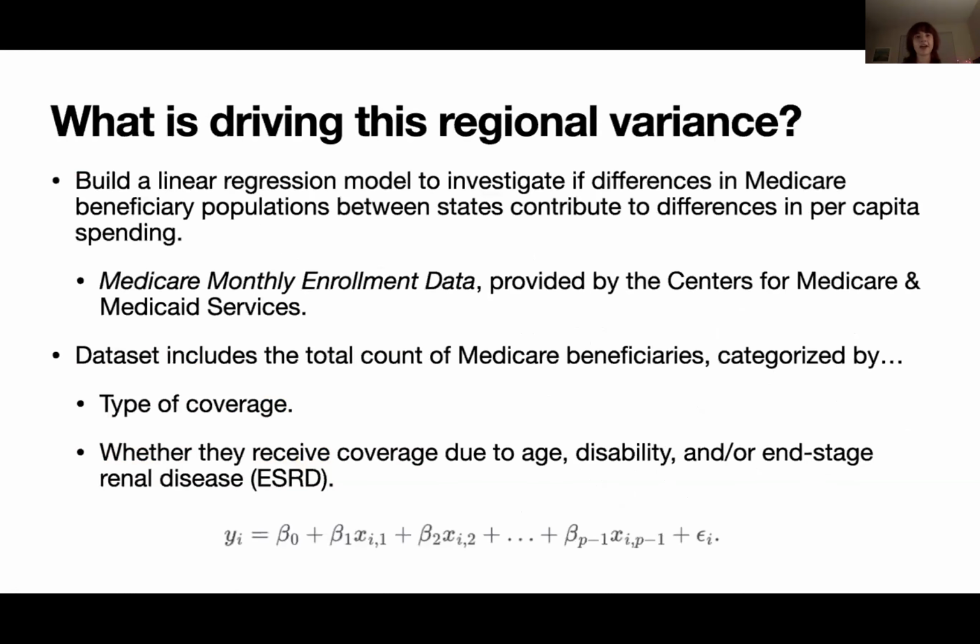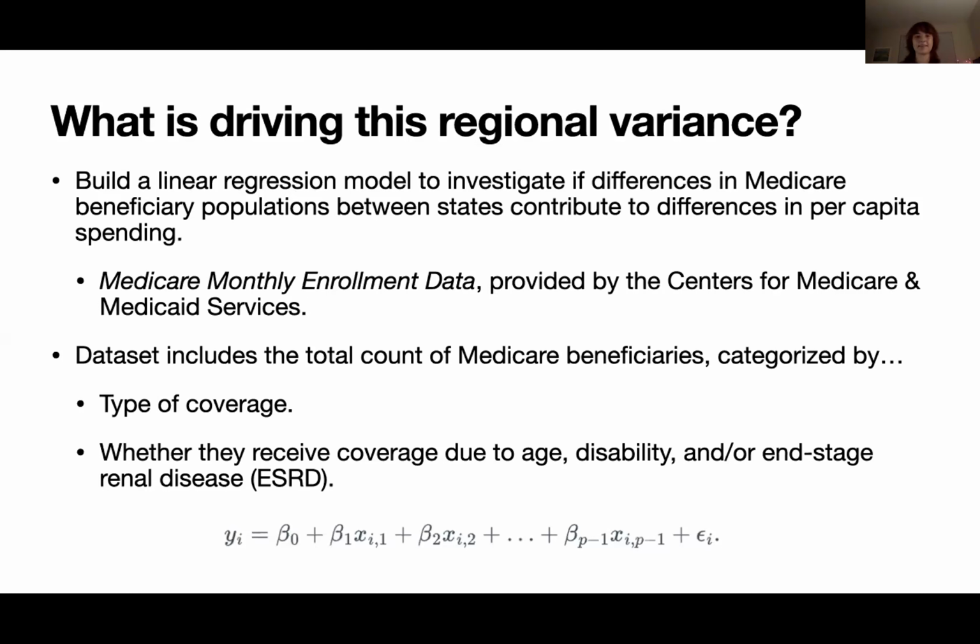And so from here, I wanted to look at what was driving this regional variance. So I went looking around for other data sets, and I found one called Medicare monthly enrollment data. And this is a data set that includes for every county a total count of Medicare beneficiaries, as well as subpopulations that tally up beneficiaries by the type of coverage they receive, and also whether they receive coverage due to age, being 65 or older, having a disability, or having end-stage renal disease, also known as kidney failure. And so those are like the three main ways that people get on Medicare.